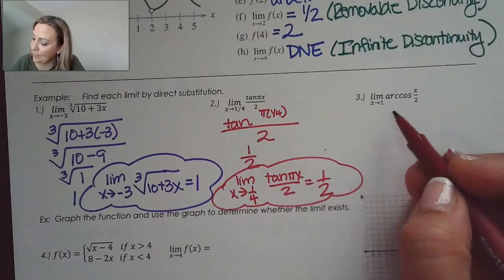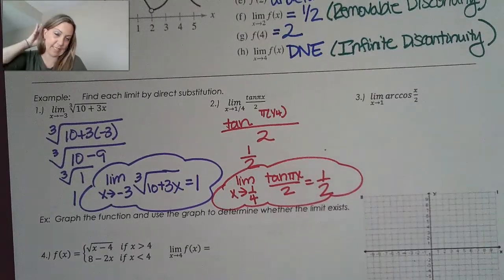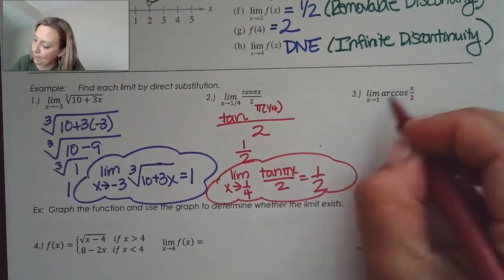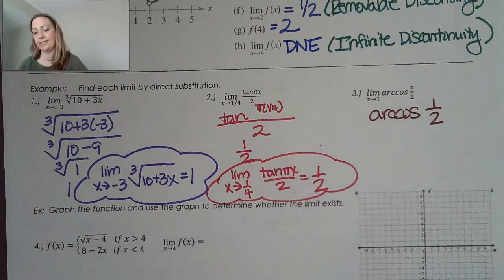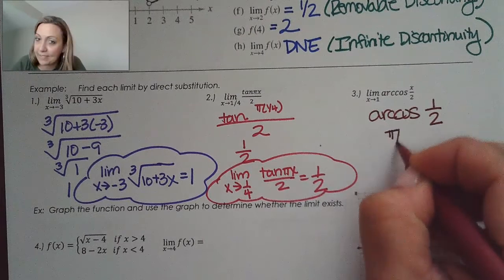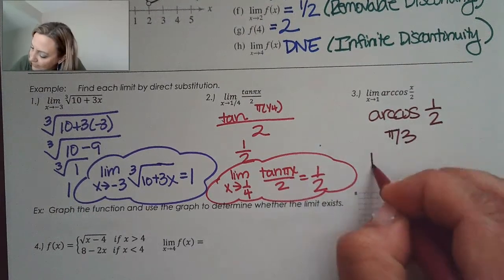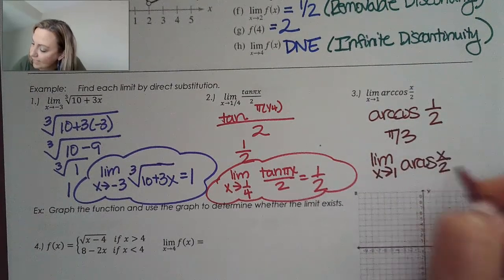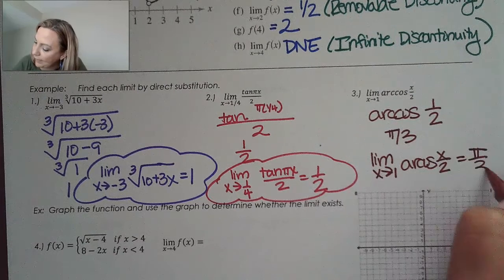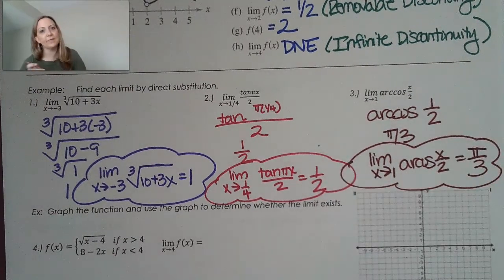What about the limit as x approaches 1 of the arc cosine of x over 2? That means we're going to put in 1 for x, and now we want to find the arc cosine of 1/2. Is that possible? It is. Arc cosine of 1/2 is pi over 3. So we can say the limit of arc cosine of x over 2 as x approaches 1 is going to be pi over 3. Aren't those nice? So we can use direct substitution as long as we don't have something undefined when we do that.